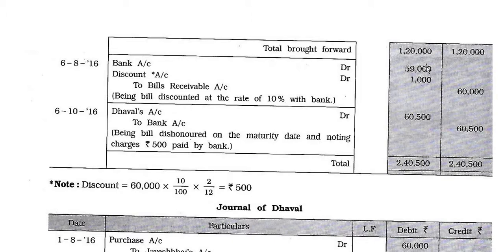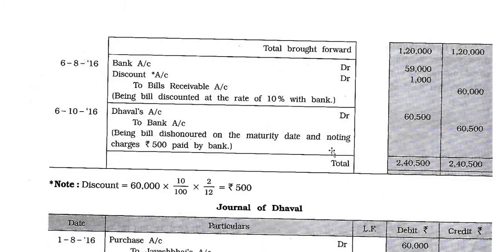When the bill is discounted at the rate of 10%, it means there is 10% and 2 months are there, so the amount is 1,000. Here the calculation is 60,000 into 10 upon 100 into 2 upon 12. The noting charge of 500 rupees is to be written here in Dhawal's account. Dhawal's account debit 60,500 to bank account 60,500, being bill dishonored on the maturity date and noting charges rupees 500 paid by bank.